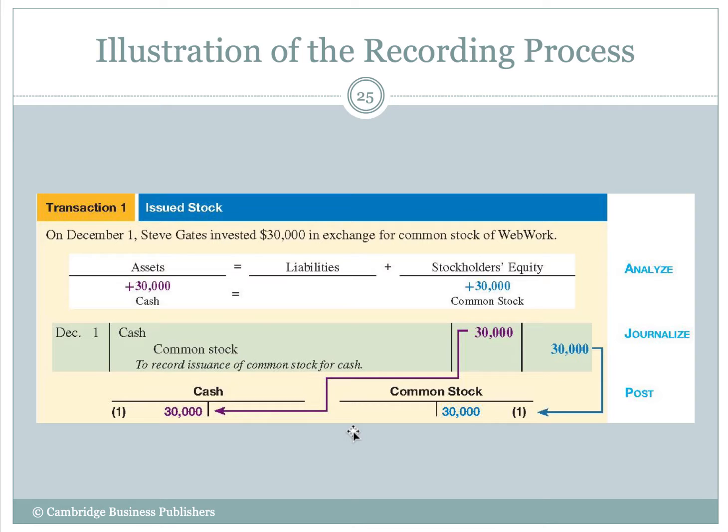Why are we debiting cash? Because cash is increasing. But why the debit? Because assets, which cash is an asset, increases with a debit.